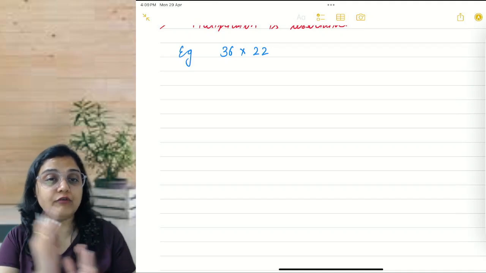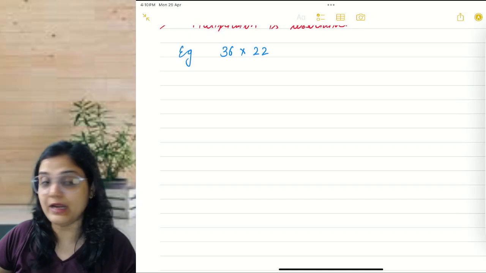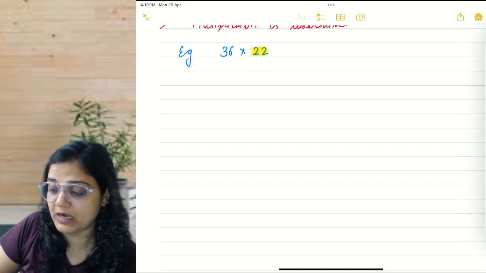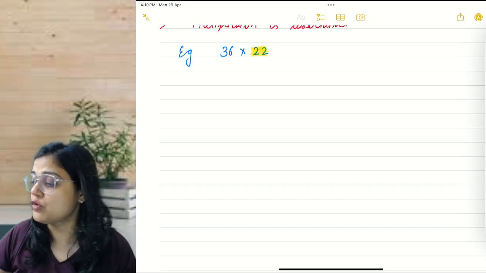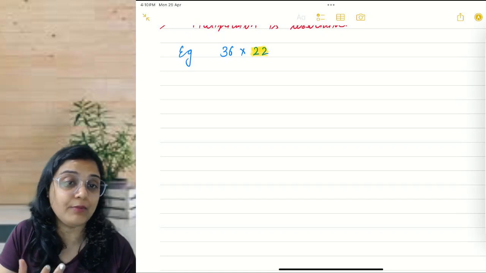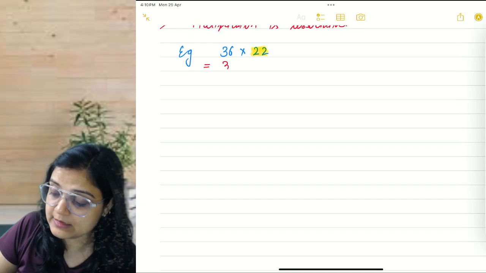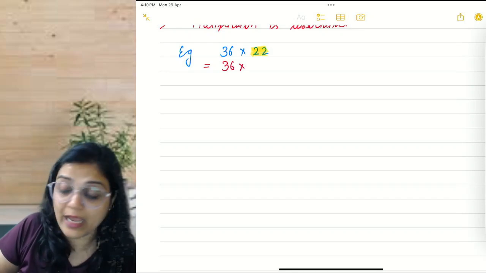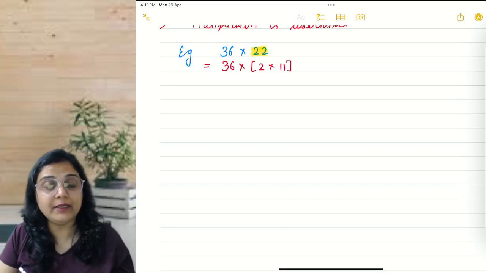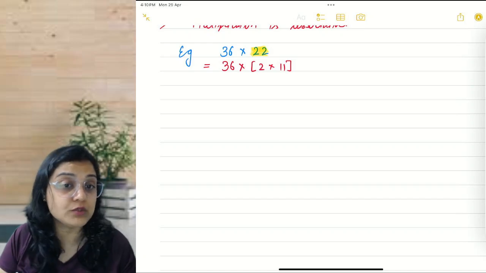Can you identify which of the following is a multiple of 11? You need to identify that first. If you can identify that, we can move further. So yes, we know that 22 is a multiple of 11 here. So what we are going to do after that, if you can identify this number which is a multiple of 11, we can rewrite 36 multiplied by 22 as 36 into 2 into 11. Am I right? 22 can be written as 2 into 11. 2 11s are 22 or 11 2s are 22, right?